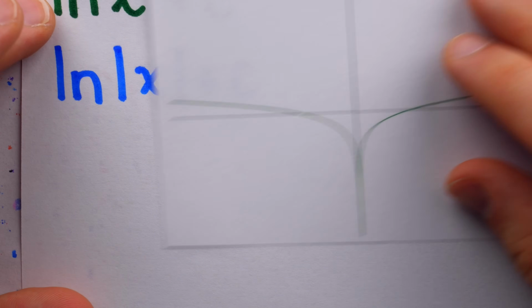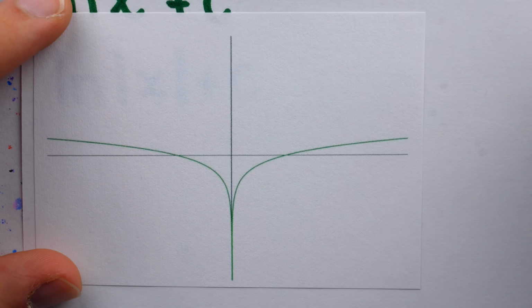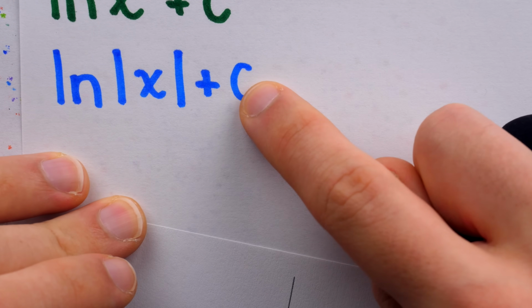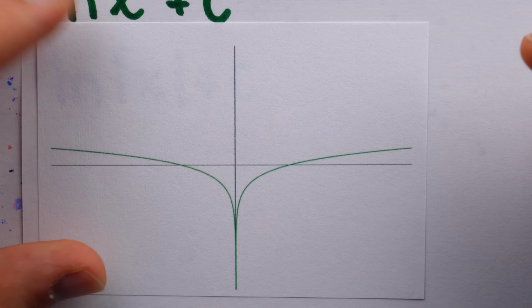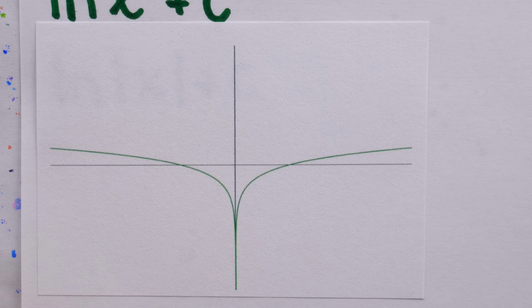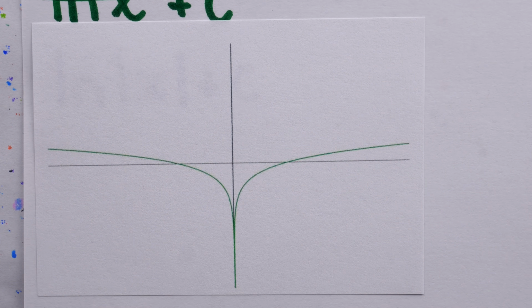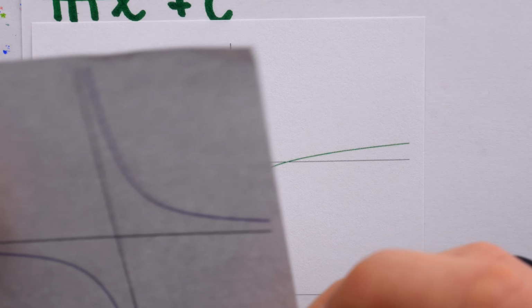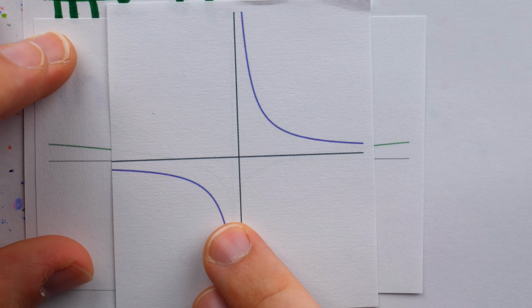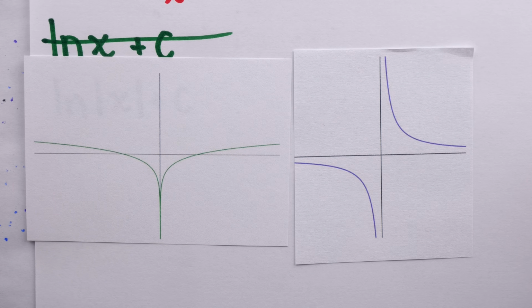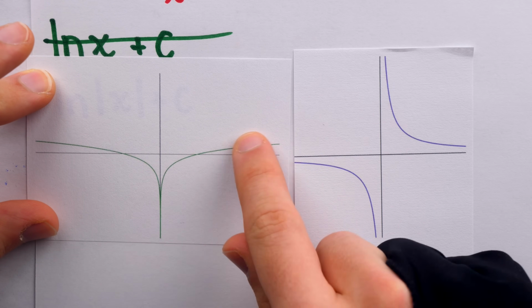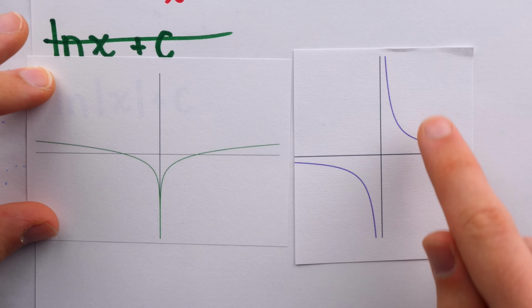Here, in fact, is a graph of the natural log of the absolute value of x. This is with c being equal to 0. And you can see for yourself how the slopes of these two disconnected halves of ln absolute value of x match up with those two disconnected halves of 1 over x. Zooming out so you can see them both at once, indeed, the derivative of this function at all of its points is equal to this one.